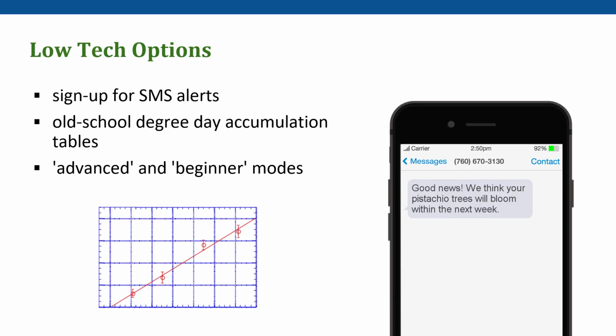So we also know technology and decision support tools aren't for everybody. People just may not have the interest or the patience. So are there low-tech options that we can also look at? We all like SMS alerts. You subscribe to it and you get the message and you don't have to think about it. That's possible. These same back-end tools can provide these kinds of alerts. The old school degree day accumulation tables, there might still be a need for those.